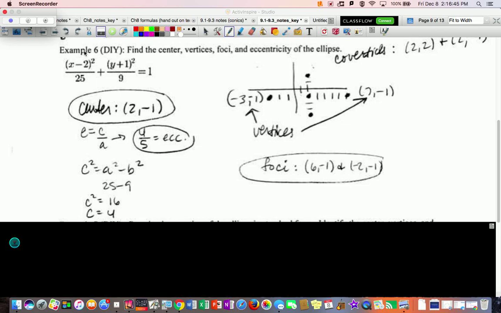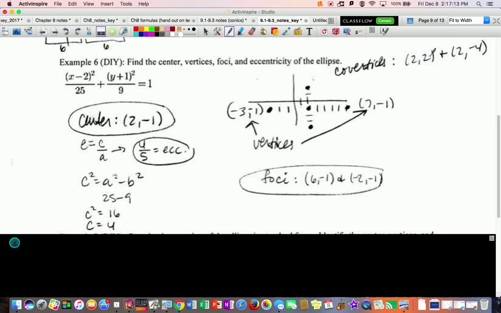All right, so I know (2, -1) is my center, so I'm going to graph that. Now, under the x is the bigger denominator. I'm moving to the right and left 5 and only up and down 3. So go to the right 5, (7, -1). Go to the left 5, (-3, -1). Up 3, down 3. They're calling the co-vertices (2, 2) and (2, -4). They could have labeled them here.